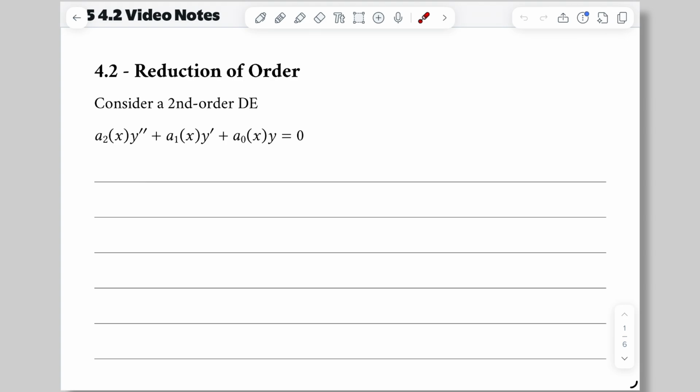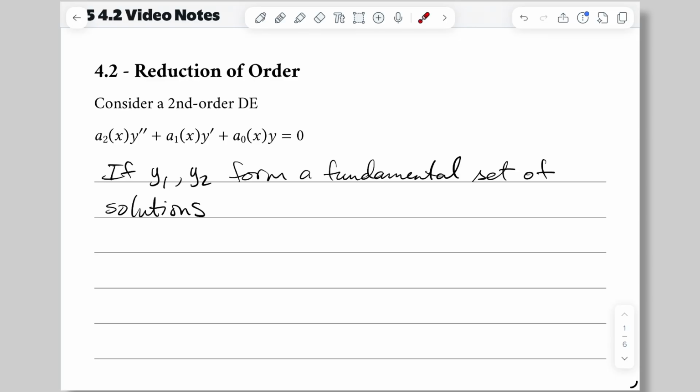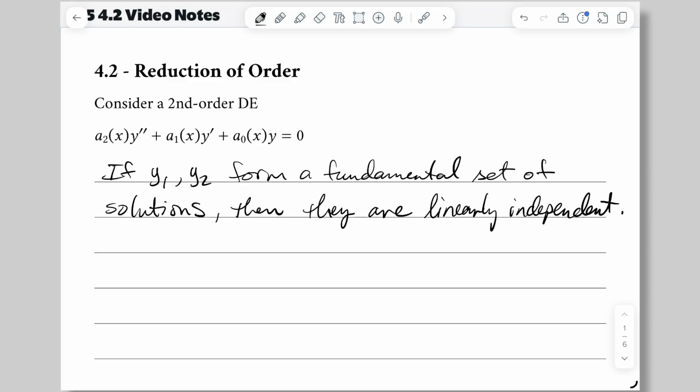Here we have a second order linear differential equation, a2 of x y double prime plus a1 of x y prime plus a0 of x y is equal to 0. We saw in the previous set of videos that such an equation has a fundamental set of two solutions. If we call y1 and y2 the functions that form that fundamental set of solutions, then by definition, they're linearly independent.